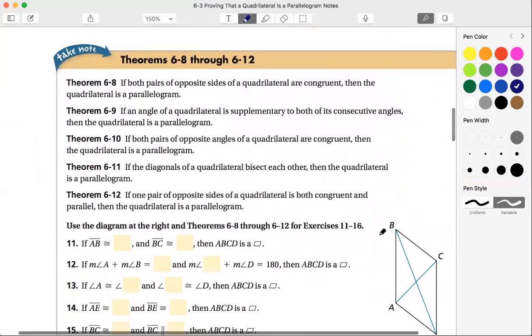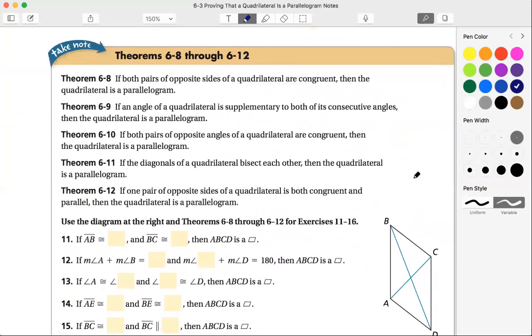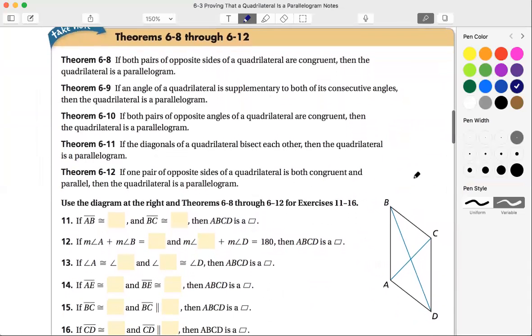Okay, so we have another group of theorems here. Theorem 6-8, if both pairs of opposite sides of a quadrilateral are congruent, then the quadrilateral is a parallelogram. Theorem 6-9, if an angle of a quadrilateral is supplementary to both of its consecutive angles, then the quadrilateral is a parallelogram.